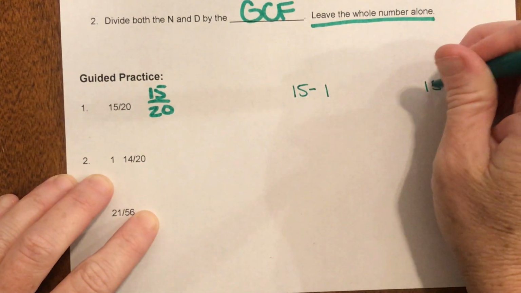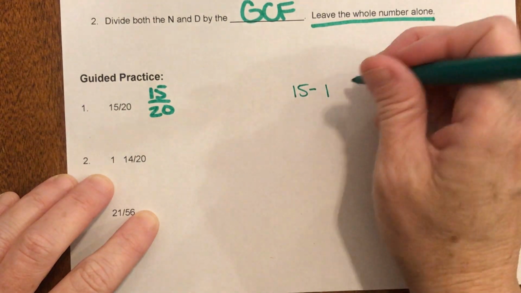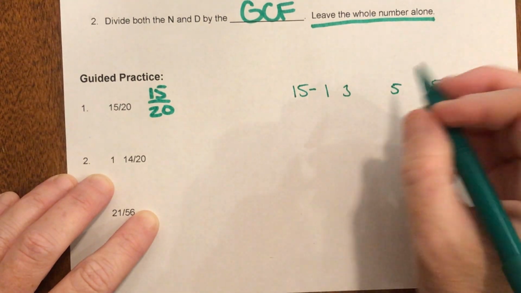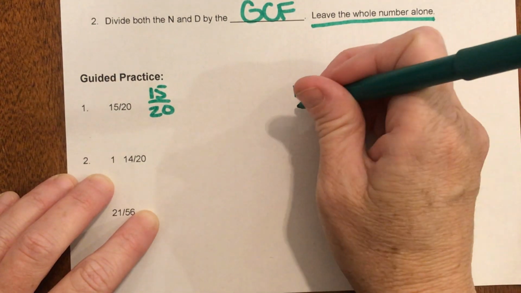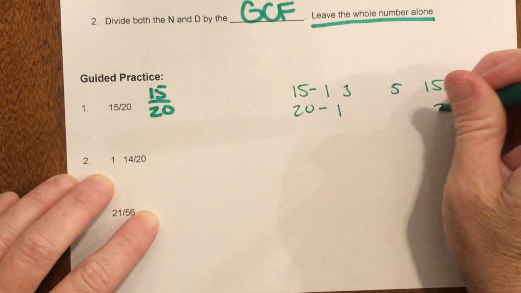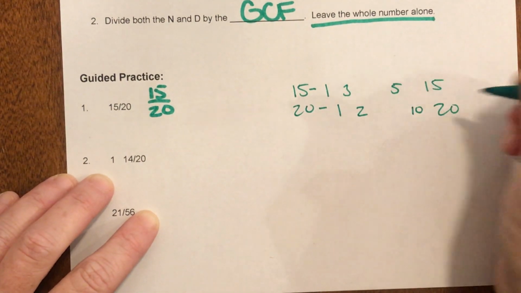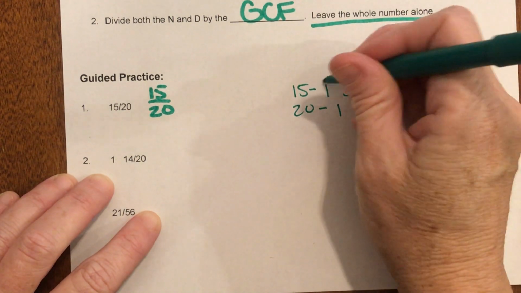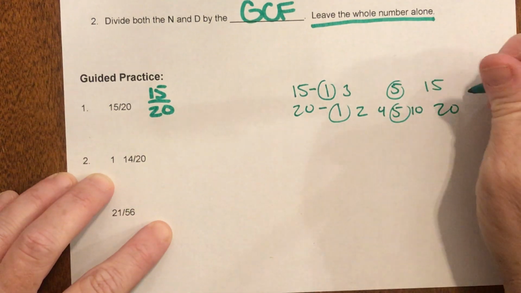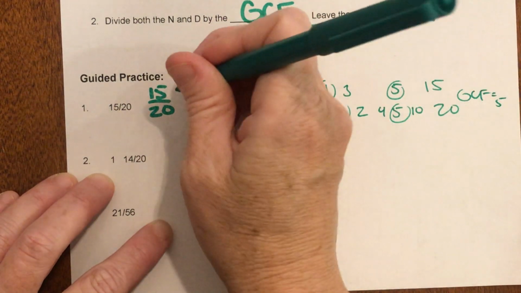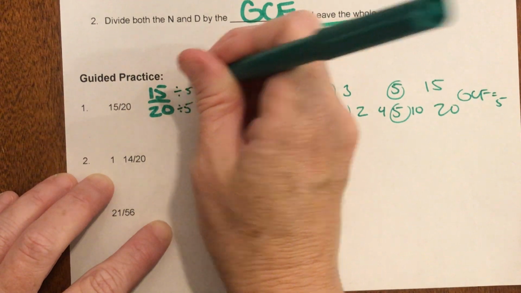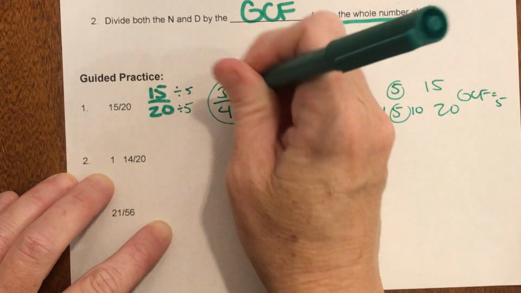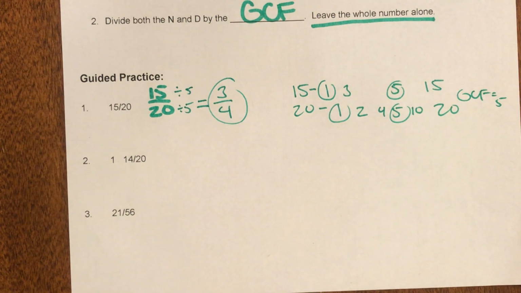15 is 1 times 15, 2 times nothing, 3 times 5, 4 times nothing, and then 5's a repeat. 20 is 1 times 20, 2 times 10, 3 doesn't work, and 4 times 5. So what's our GCF? 5. So let's come over here and divide both by 5, and we get an equivalent fraction of 15/20 is 3/4. Okay, let's try another one.